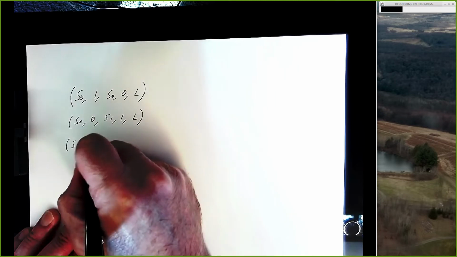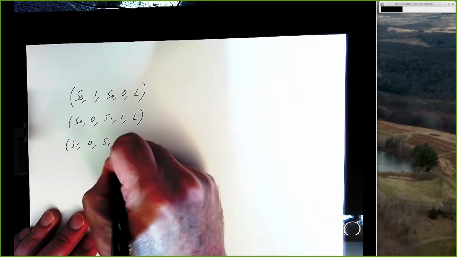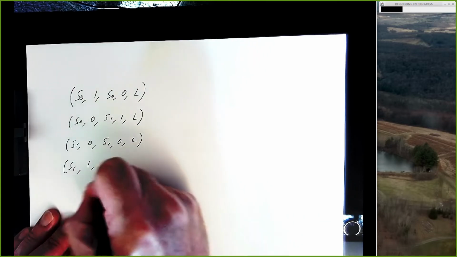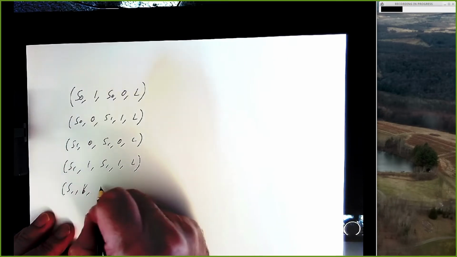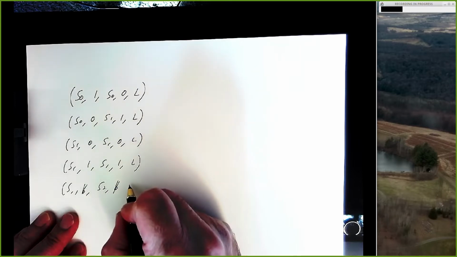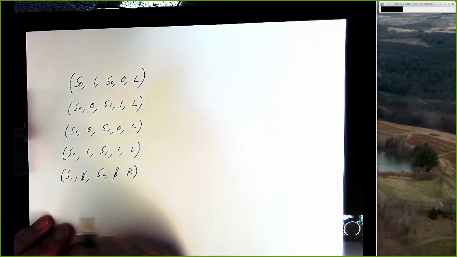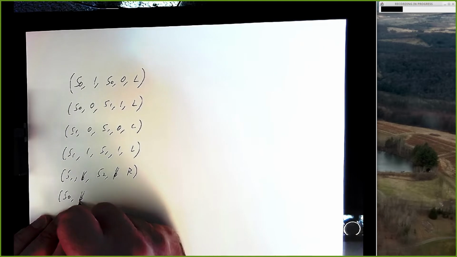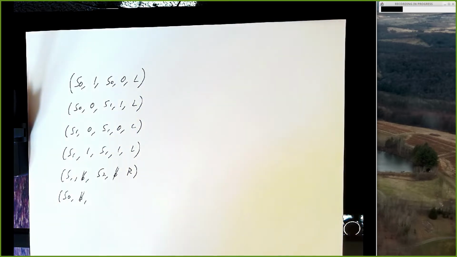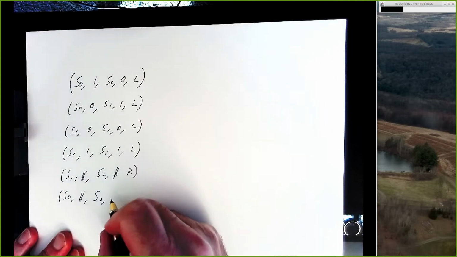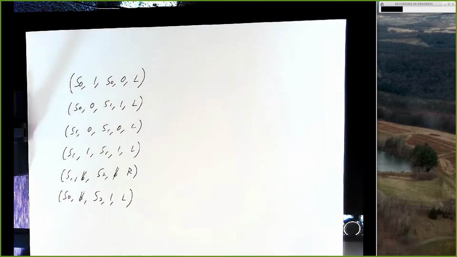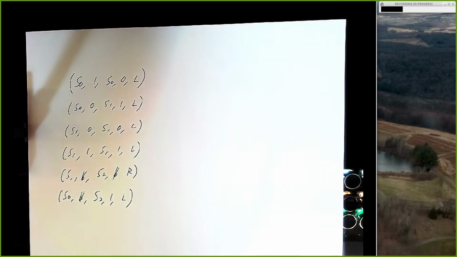If we're in state 1 and there's a 0, we're going to stay in state 1, write a 0 and move left. If we're in state 1 and there's a 1, we're going to stay in state 1, write a 1 and move left. If we're in state 1 and there's a blank, we're going to go to state 2, leave a blank and move right. And if we're in state 0 and there's a blank, we're going to go to state 2, write a 1, and move left. Alright, there's my obviously not quite random state machine.